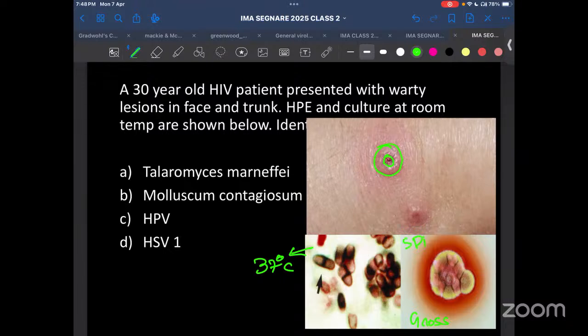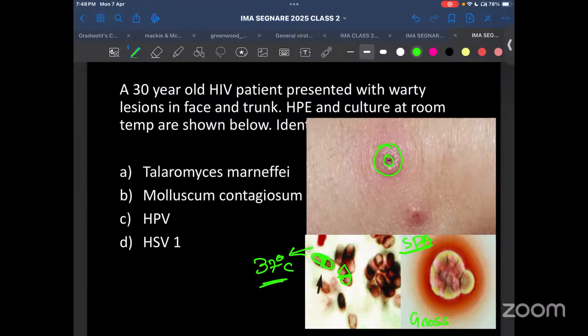So this is at 37 degrees Celsius, and the culture is given. This is not the microscopy, this is the gross appearance, on Sabouraud dextrose agar. What do you see here? These are yeast with a central septum, or bisected yeast, because most yeast divide by budding, but this organism divides by transverse fission.